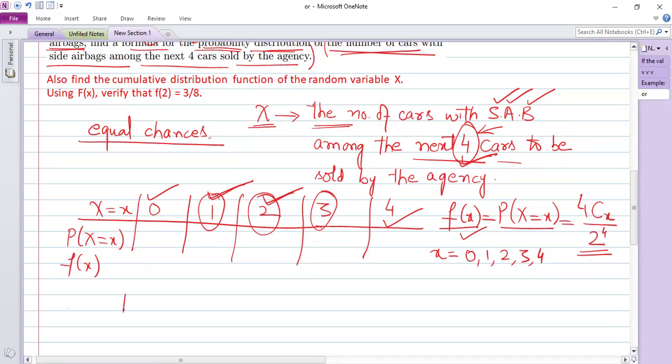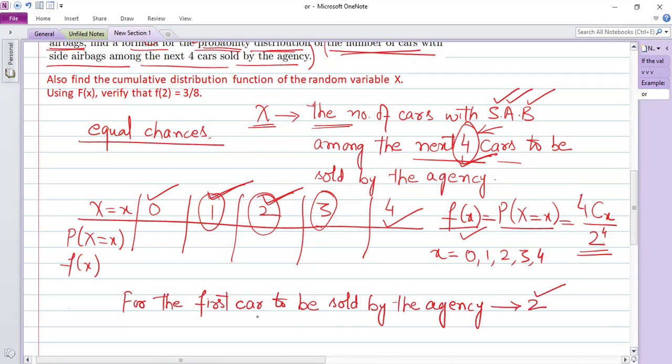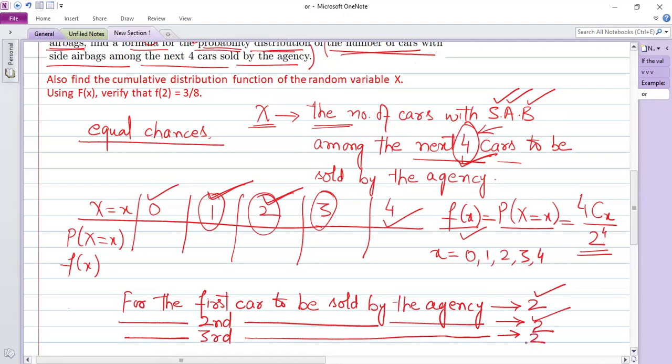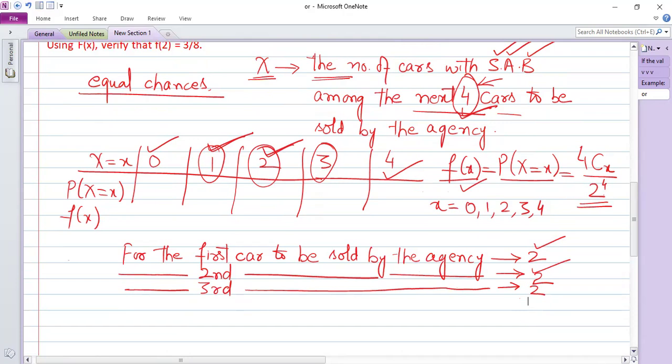for the first car to be sold by the agency, how many options are available? There are two options available. What two options? Either this car will be with side airbag or without side airbag. Similarly, for the second car to be sold by the agency, how many options? Again, two options. Similarly, for the third car, how many options are available? Two.